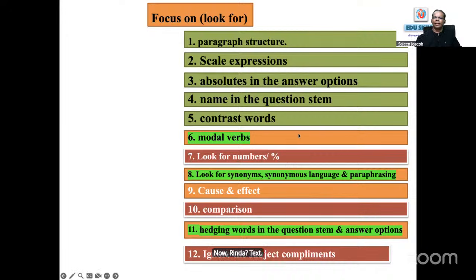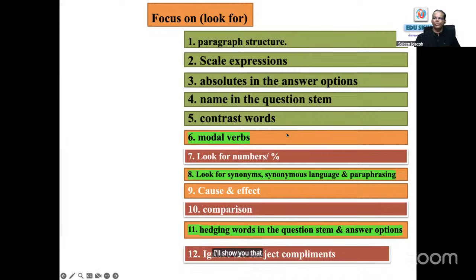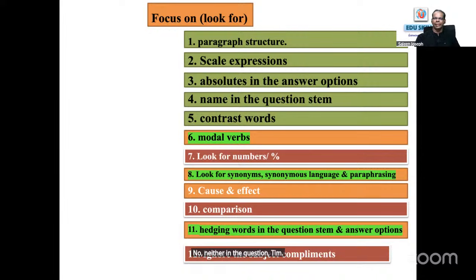Then name in the question stem. Here again, if the name appears in the text, it doesn't help you. Or in the answer options, it doesn't help you. To be a strategy or a tip or a trick, the name should appear in the question stem. Question stem means the first line after the question number. I'll show you that. Contrast words: you have to look for them in the text, neither in the question stem nor in the answer options.